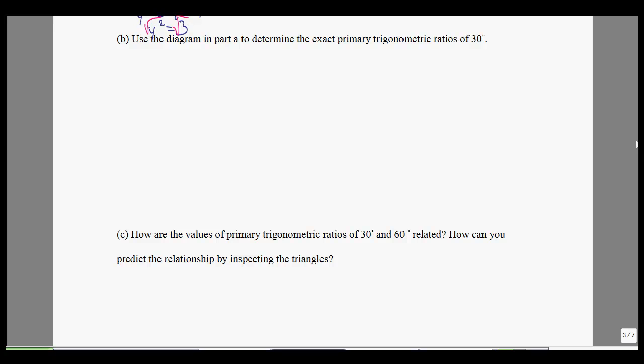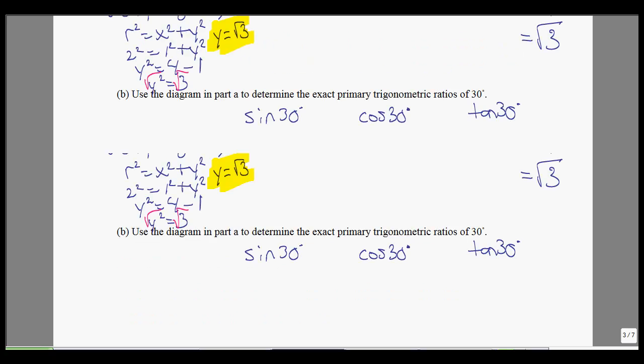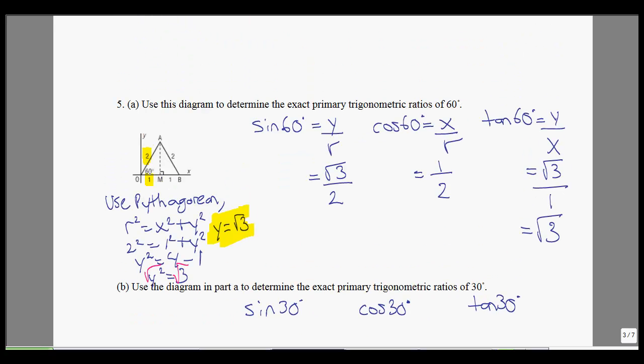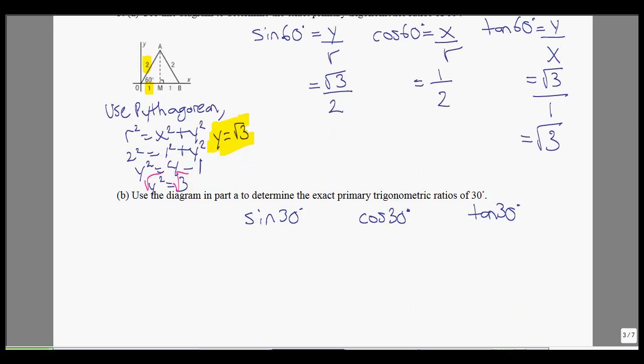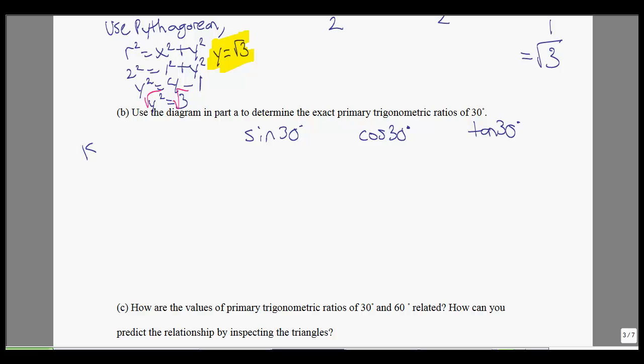Part B. Use the diagram in Part A to determine the exact primary trigonometric ratios of 30 degrees. So now we're looking for sine of 30 degrees, cos of 30 degrees, and tan of 30 degrees. If we notice in our triangle that we have our angle 60 and we have our right angle, which is 90 degrees. And if we remember from triangle laws that the angles of a triangle sum up to 180 degrees. So if we subtract 60 degrees and 90 degrees, we are left with our other angle equaling 30 degrees.